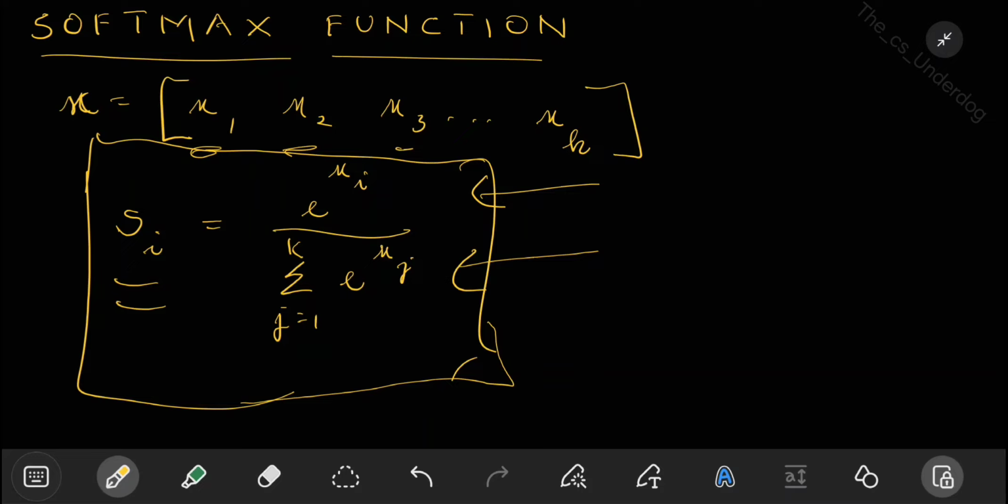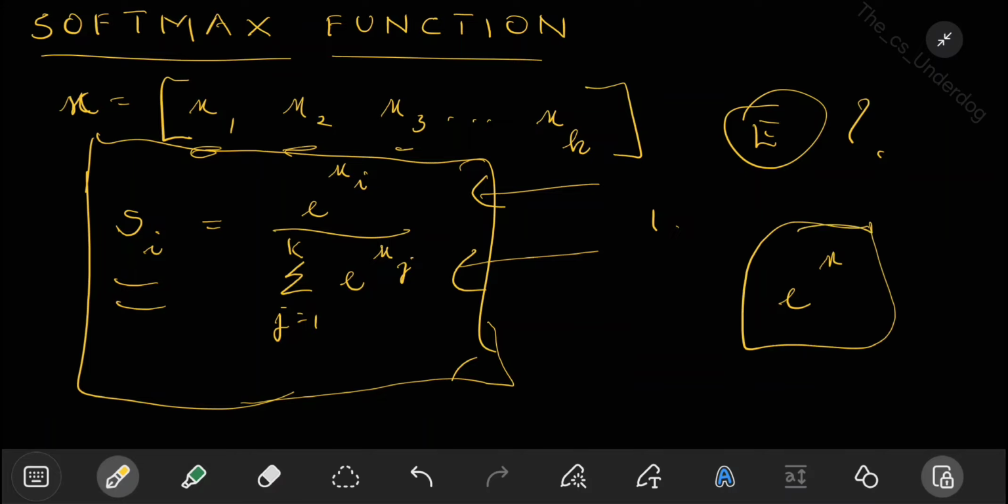So the first thing, why are you taking the exponent? There are two reasons. The first is that when you take the exponent of any value, you always get a positive value. That is, if you take e power x, irrespective of what the value of x is, you will always get a positive value. While discussing the properties, we discussed that we should always have only positive values. So when you take the exponent, you will always have a positive value. This is the first reason.